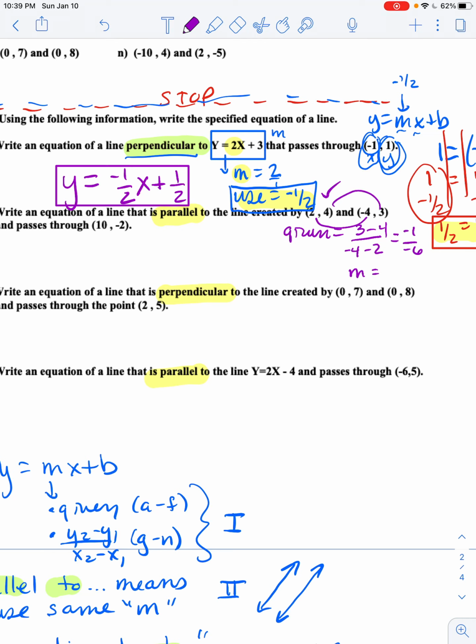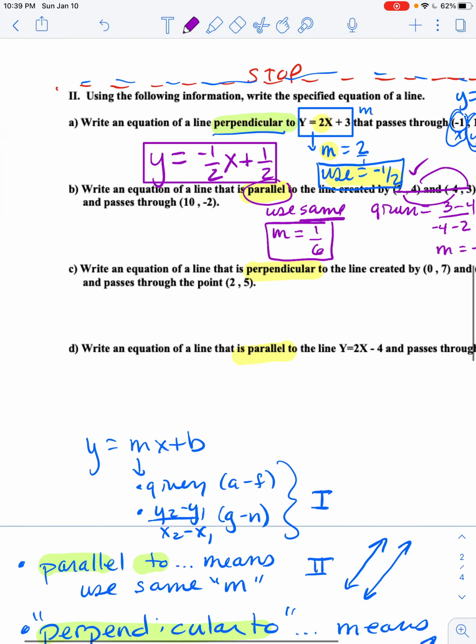So if I'm given a slope of 1/6, what would I have to use? Well, parallel means to use the same m. So I'm going to have to use 1 over 6. And then I'm done with these 2 points. I used them to find my slope. Now this is the x and the y it has to go through. So I'm going to do this process using my m, my x, and my y to find b.